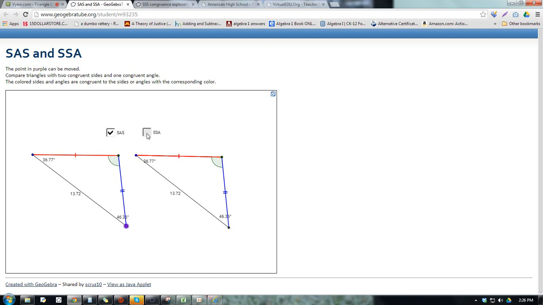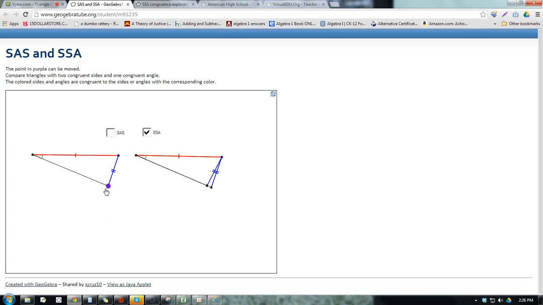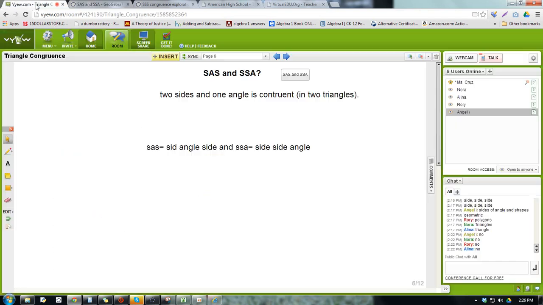And then if you press the check on the SSA, you can go ahead and check that off, and you can do the same thing. You can move that purple point, and it will show you on the other triangle all the cases where that side is congruent. The angle on the left is congruent this time, instead of the one in between the two sides, and that red one stays congruent. Go ahead and play with that for a couple minutes, and then we'll see if anyone could find two triangles that were not congruent.